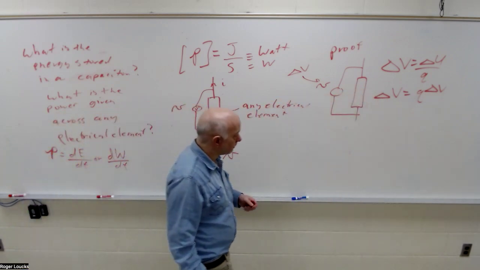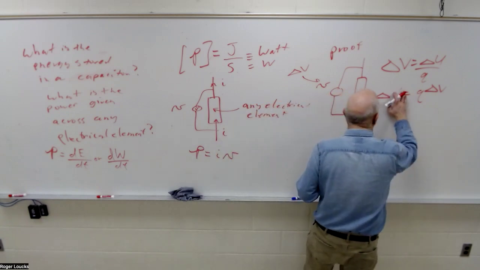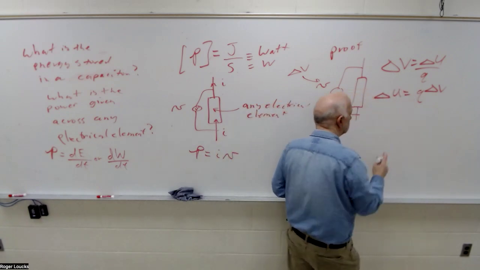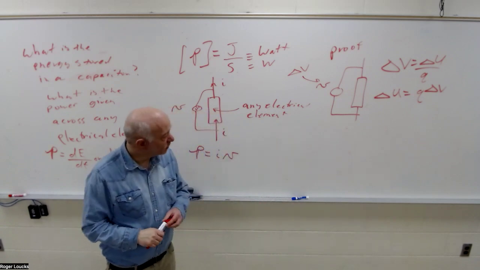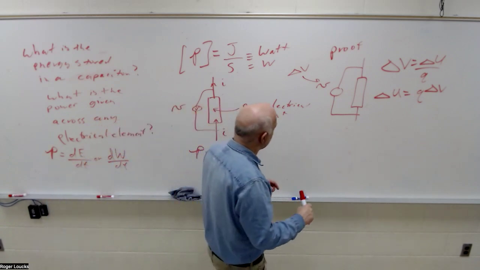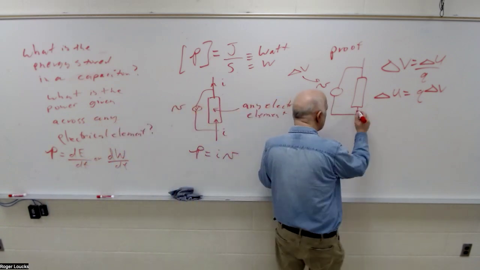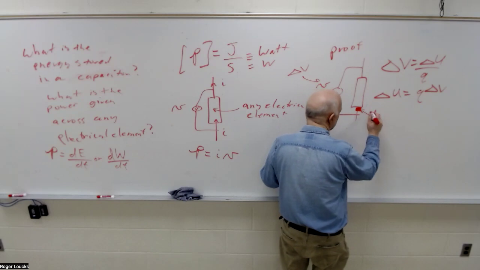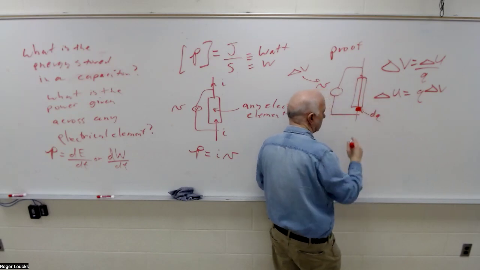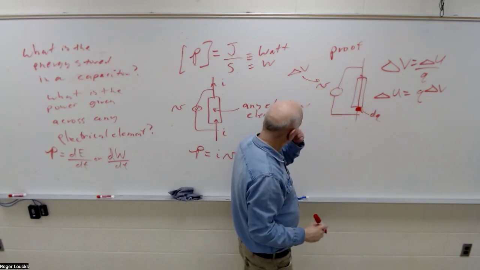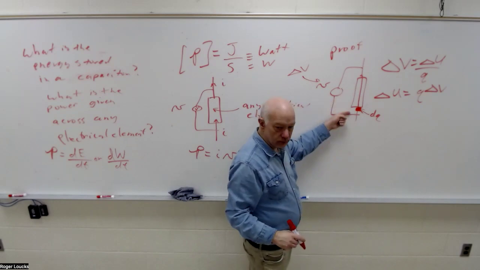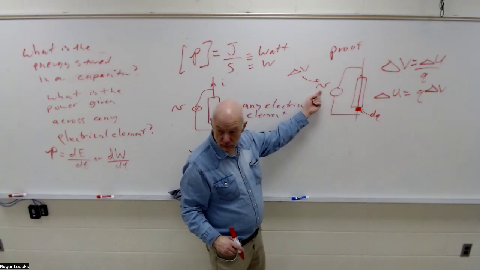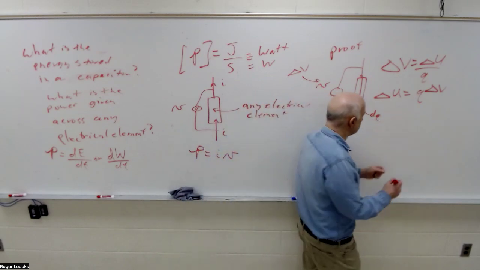Oh, I could even write this properly. This should be a U. Okay, so what I'm going to have here is a little charge. I'll call that dQ, and that dQ is being moved across here like this. So what am I saying is the voltage difference across here? I'm calling it V. So this is going to become V.